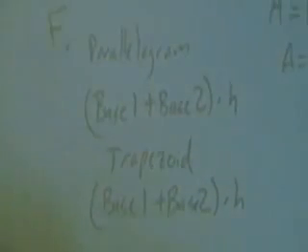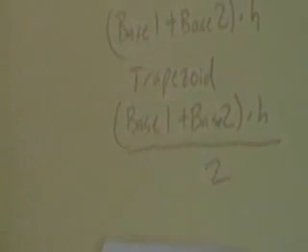Now, the area of the trapezoid. Remember, these are two identical trapezoids. So, if I take one away, the area is now cut in half. That's right. So, what we're going to do is we're going to cut this in half for the trapezoid. You're going to take base 1 plus base 2. Multiply it by the height to get a parallelogram. Then you're going to cut it in half to get the trapezoid. And that's how you find the area of a trapezoid.